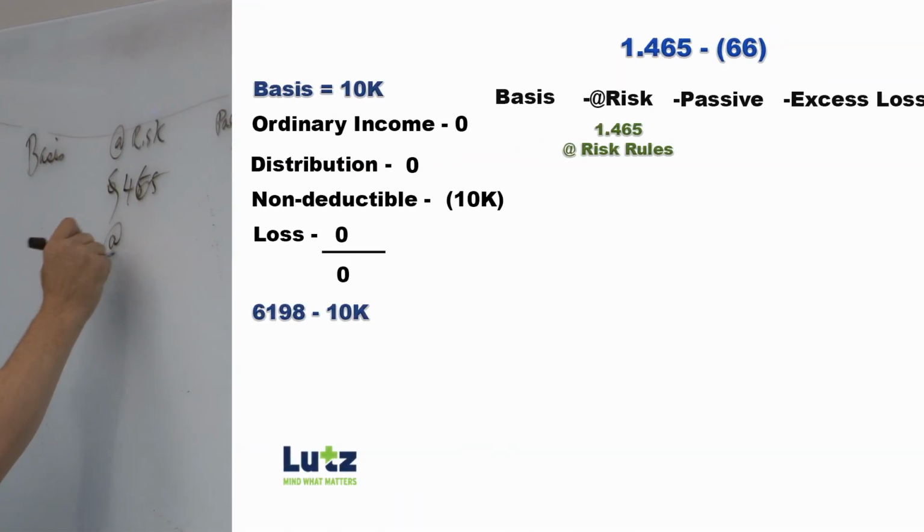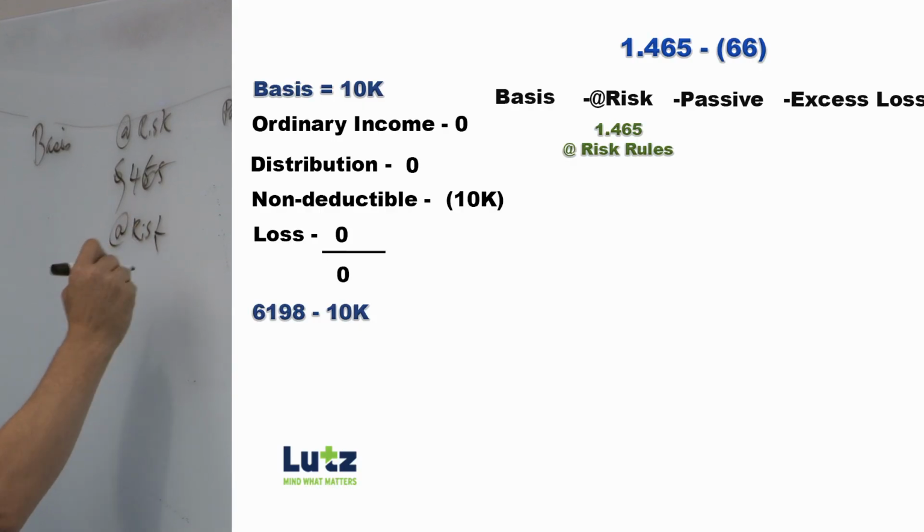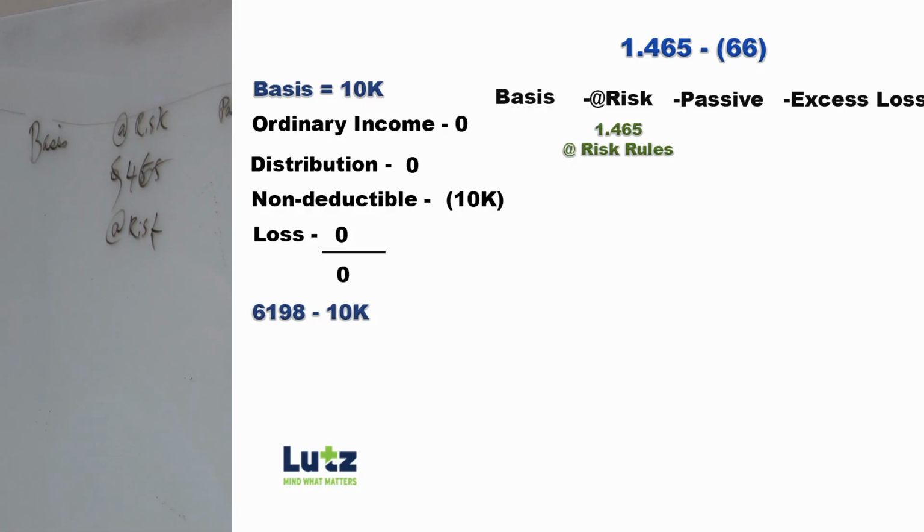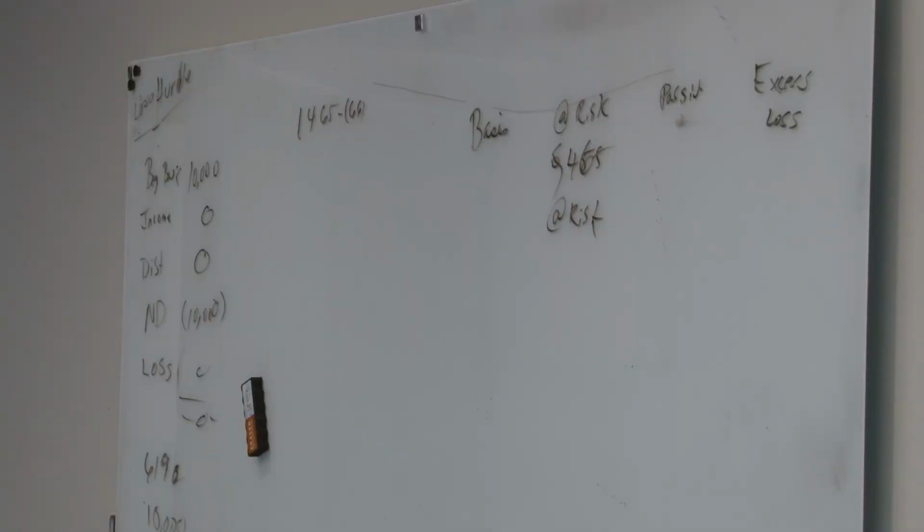So what is 465? It is at-risk rules. That's what 465 is. And if we say 1.465, what am I referring to? The reg. So these are the regulations that support the code section of 465.